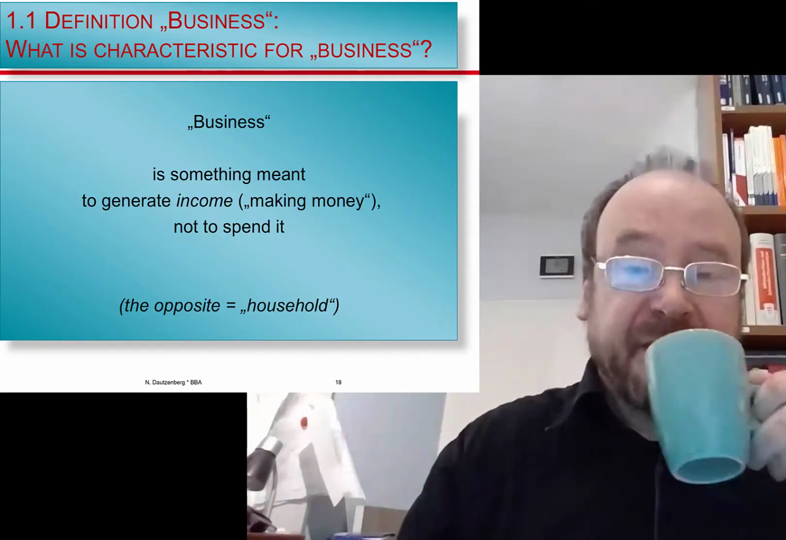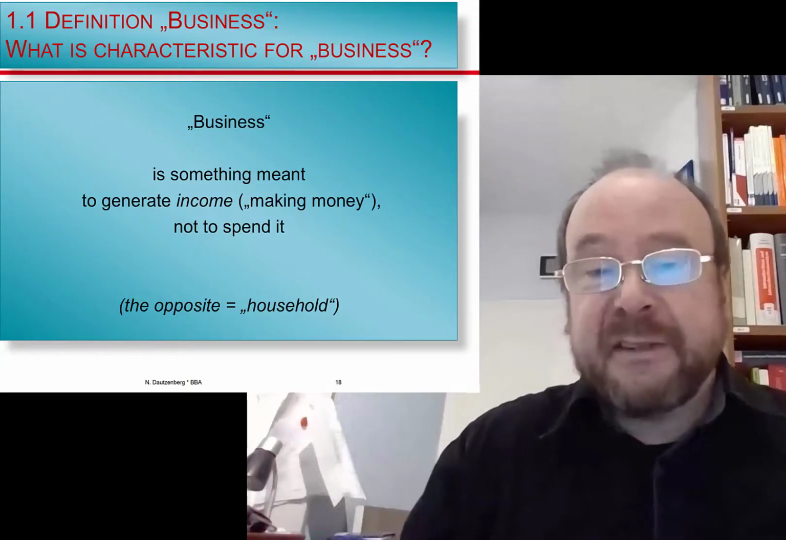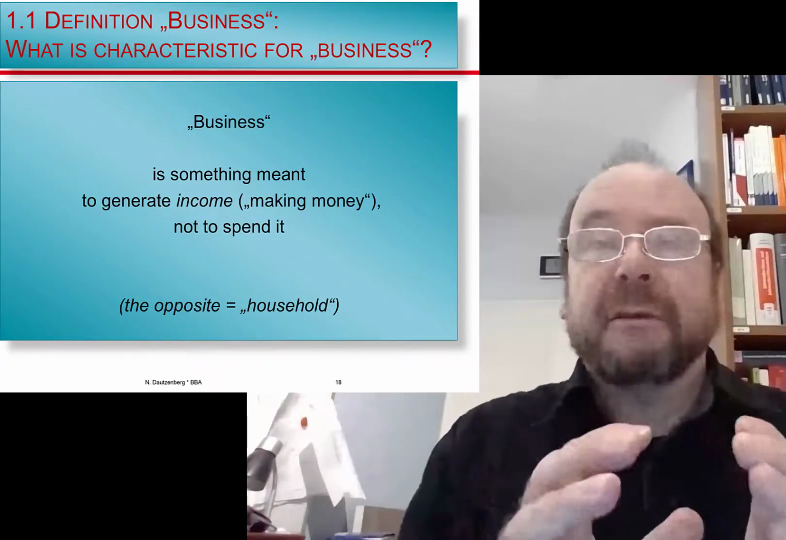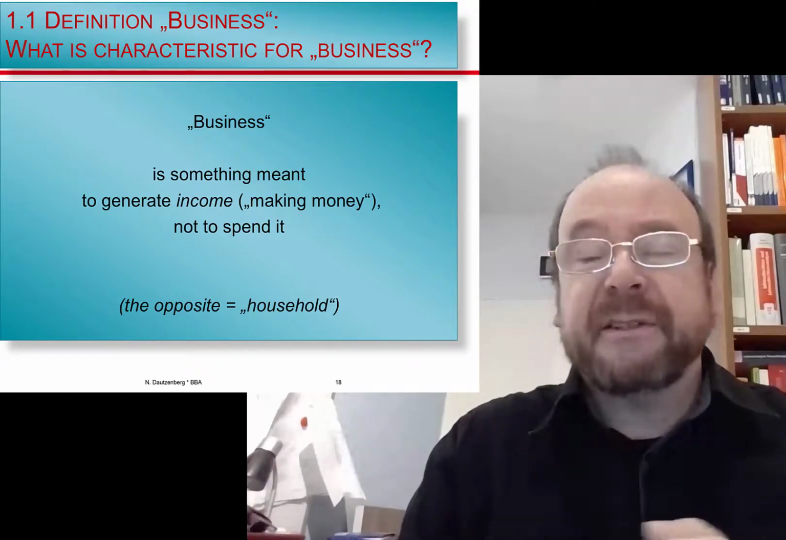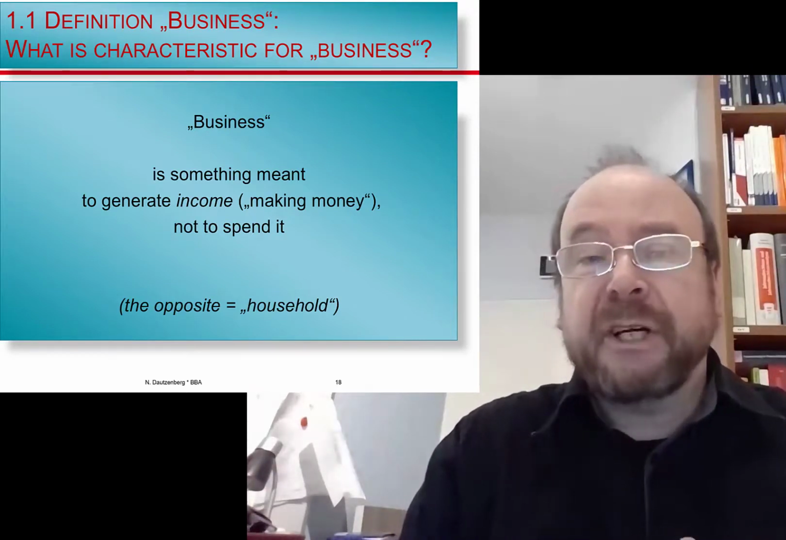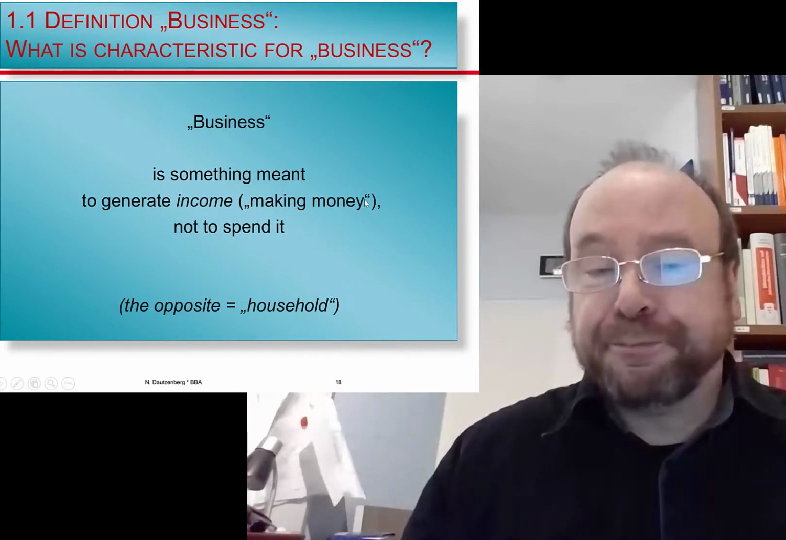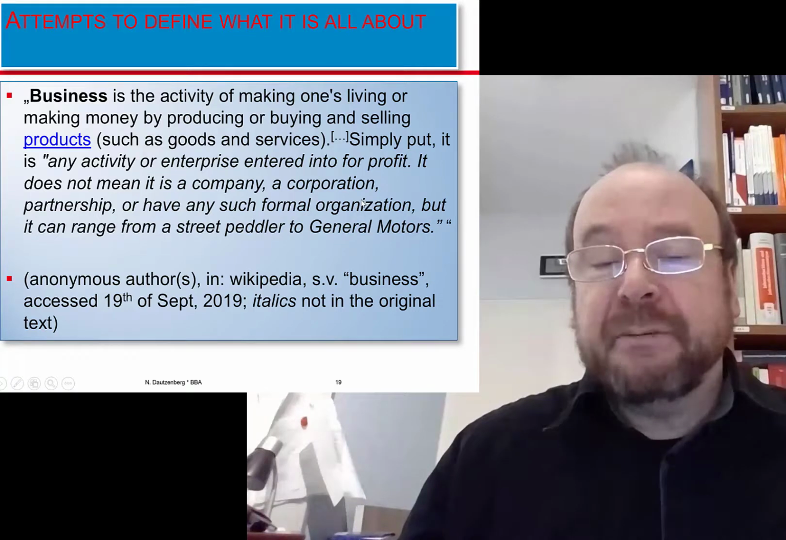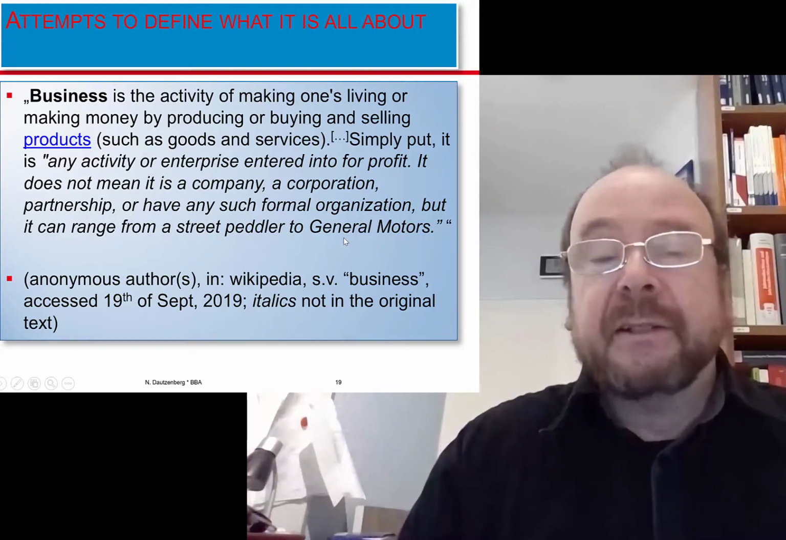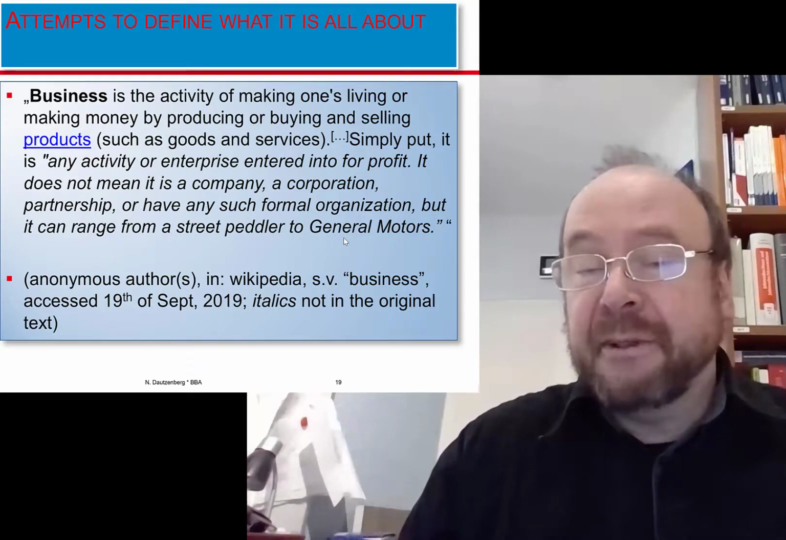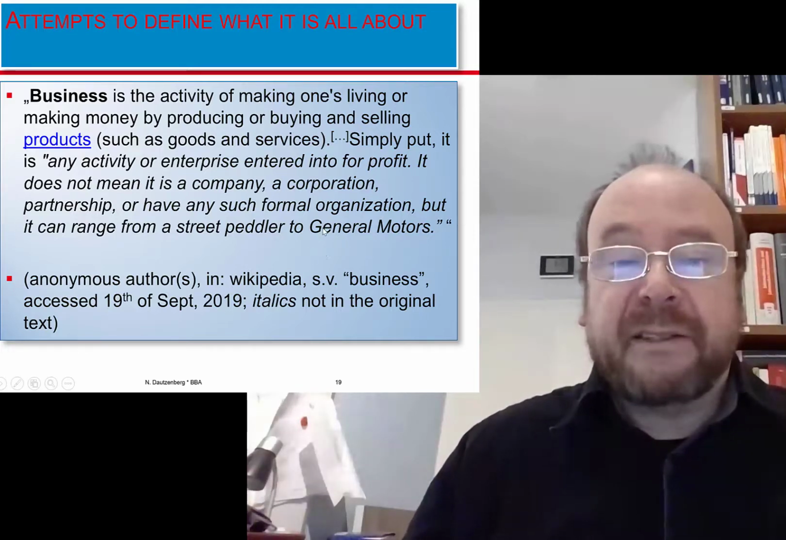There is very often in literature a distinction between business, that is where income is generated, and households. These are the institutions, the fictitious abstraction for institutions which spend money. So where consumption is made, whereas business generates the money, generates income. Yeah, indeed we find that business is the activity of making one's living or making money by producing or buying or selling products. So any activity or enterprise entered into for profit. Profit is another word here for income. Yes, one might agree with that.